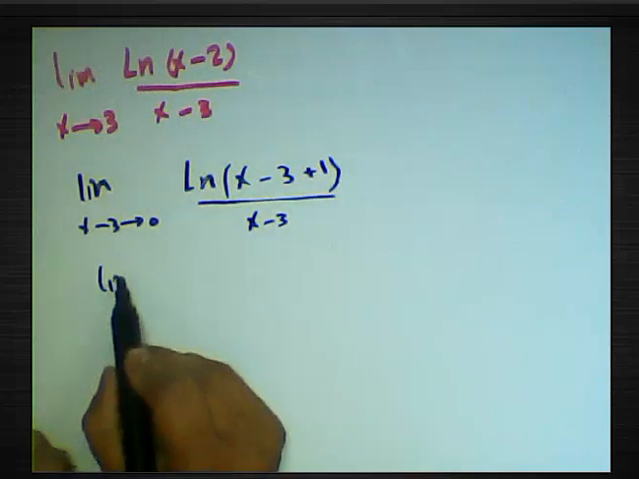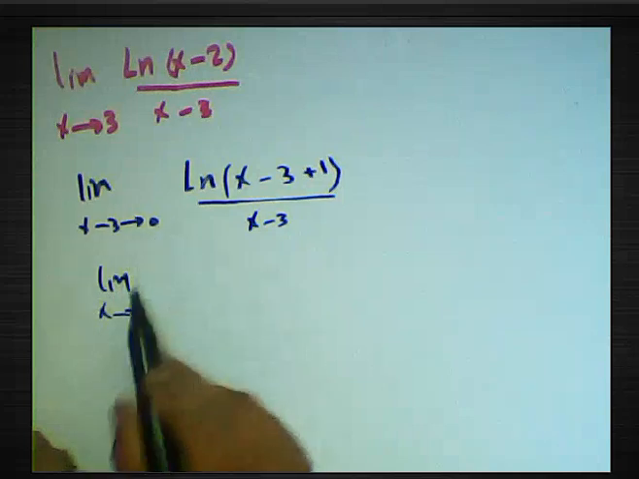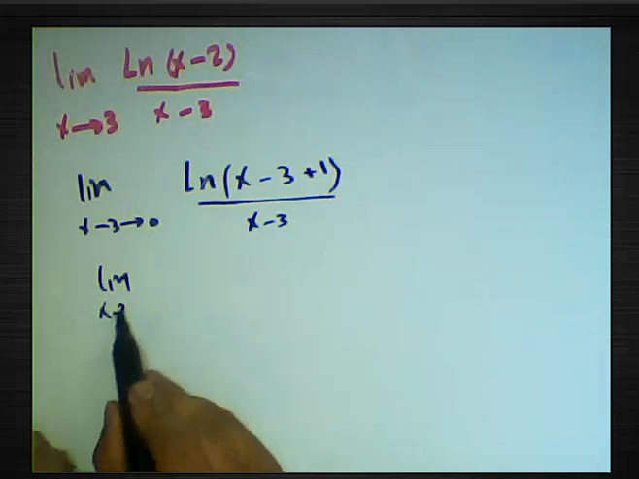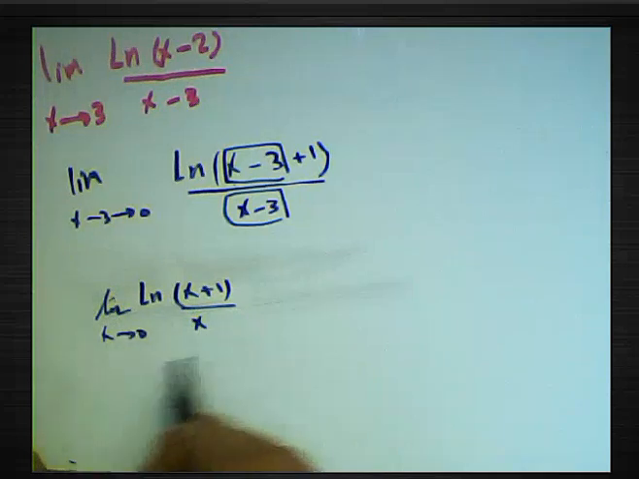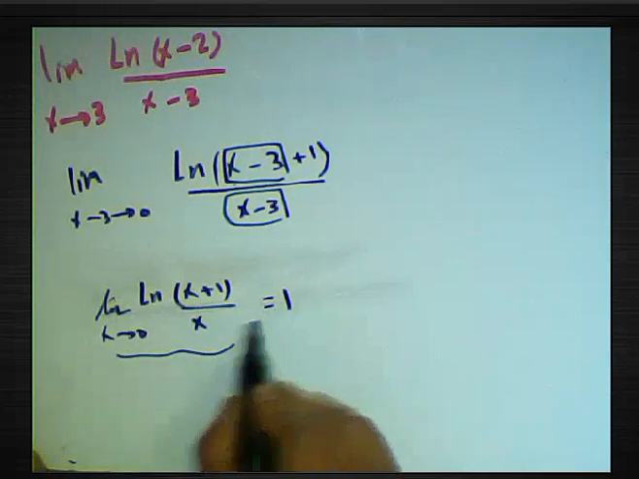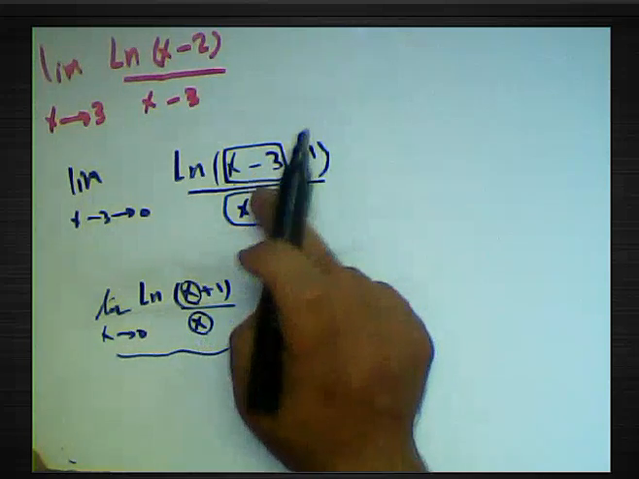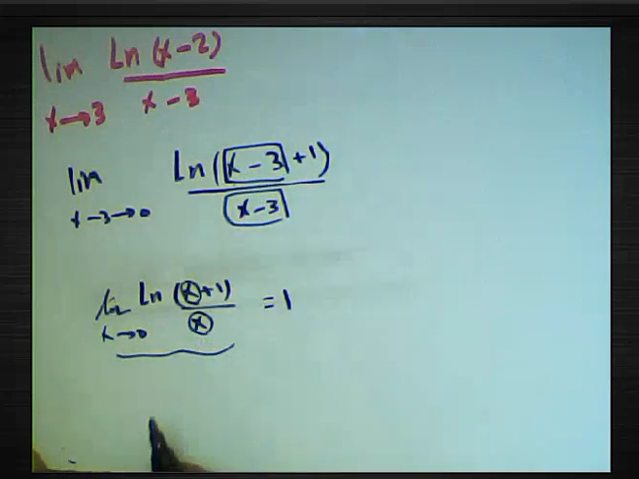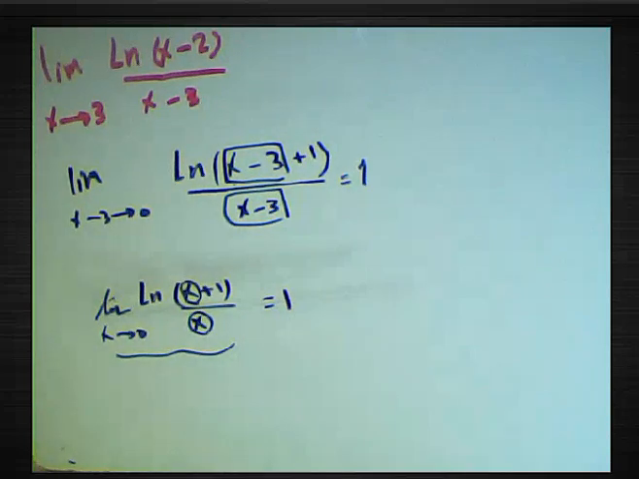And then we can write the limit when x - 3 approaches 0. The limit as x approaches 0, the result here will be 1. So it must be like this denominator. So we have here x - 3 equal to x - 3, so the result here will be equal to 1.